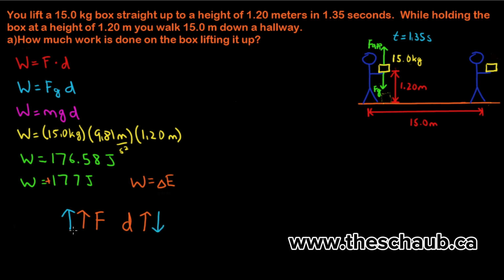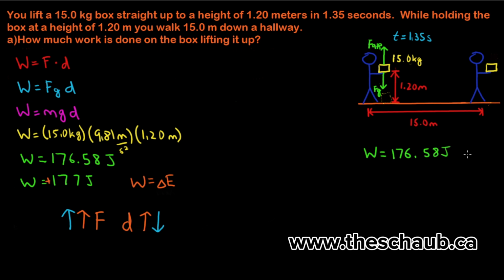In this scenario, our force and our displacement are in opposite orientations, so we're doing negative work. And this aligns with what we just discussed with the equation work is equal to change in energy. Because in the scenario of the person putting the box down, we're taking away potential energy. So work would be equal to a negative change in energy, so our work would be negative. So our work done lifting the box up is positive 177 joules, and let's just add the unrounded number over here so we can use it in future calculations.